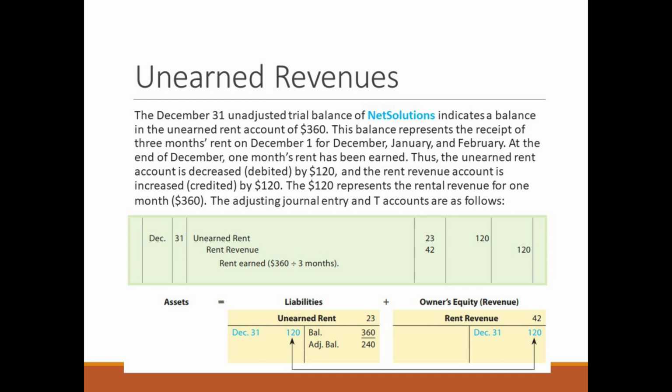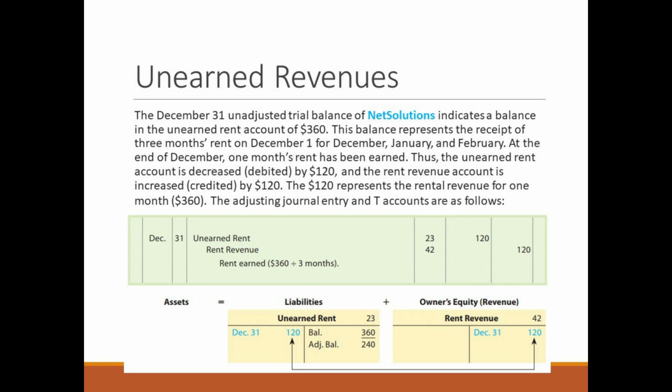At the end of December, 1 month of rent has been earned. Thus, the unearned rent account is decreased or debited by $120, and the rent revenue account is increased or credited by $120. The $120 represents the rental revenue for 1 month. The adjusting journal entry and the accounts are as follows in this picture.